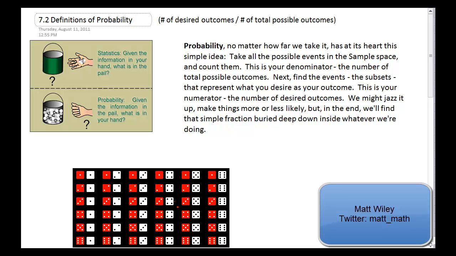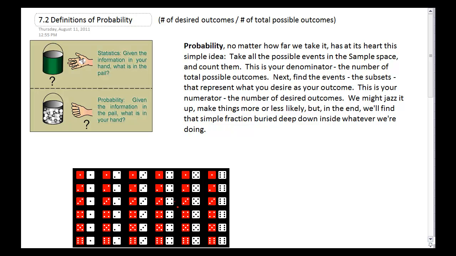So probability is part of the study of math, and as we were talking about in the previous video, it's coming out of this idea of set theory. The basic idea is we're going to create a fraction. Our fraction on the top is going to have a numerator that talks about the number of desired outcomes, and then we're going to divide that by the bottom, the number of total possible outcomes in the denominator.